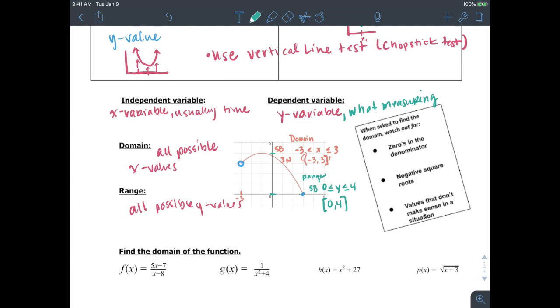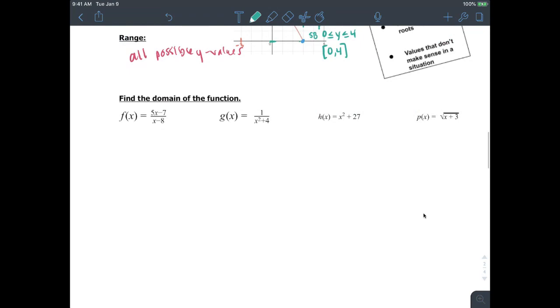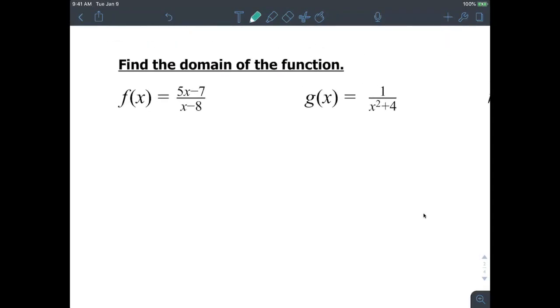Okay, what about in functions now when I have kind of funky looking functions here? Okay, so first we're going to start with f of x. What do you notice about f of x? I notice that there is a fraction. And so what can't you divide by? You can't divide by 0. So what value of x would make the bottom equal to 0?